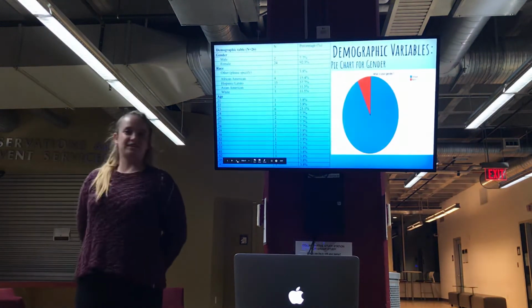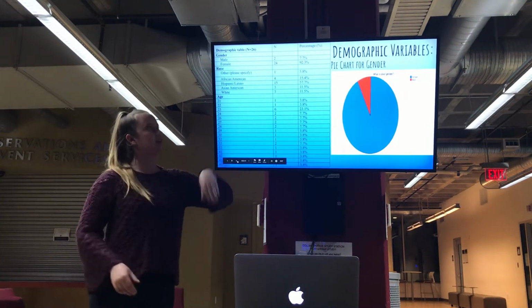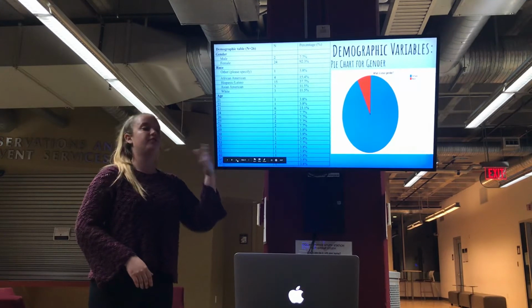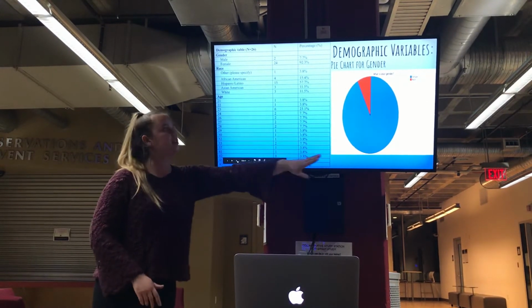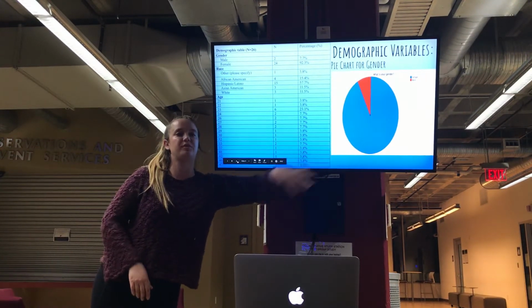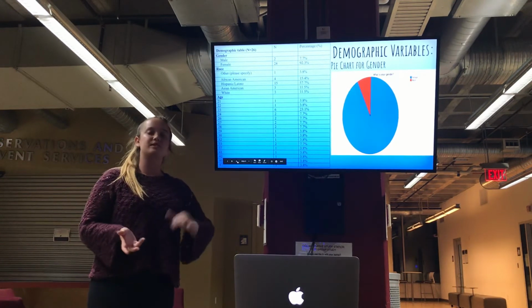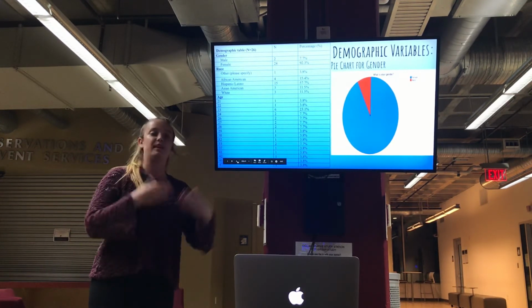This is the results section of our project. This is our demographic variable. So this is our chart of all of our information. We did some pie charts as well. This pie chart here shows that we had about 24 females who participated in our survey and only 2 males, which made a total of 26.